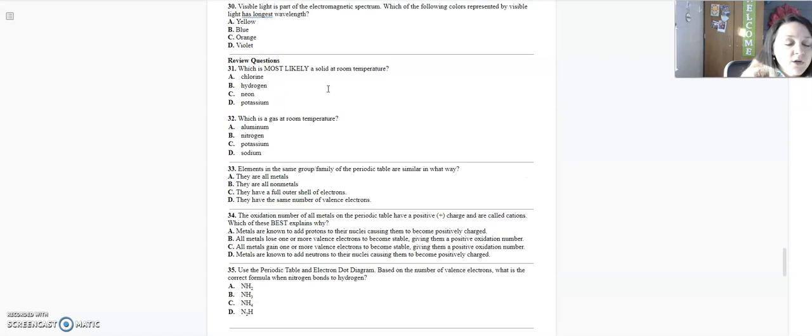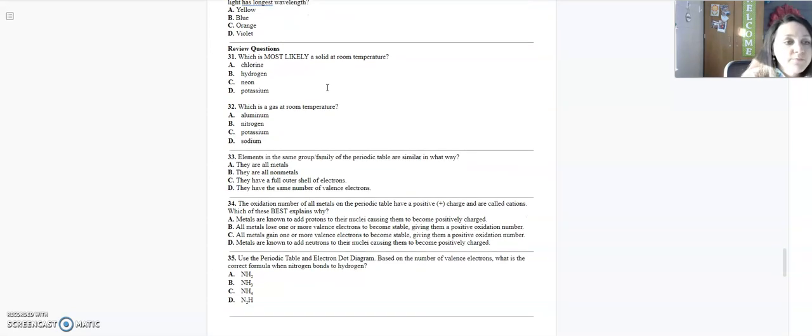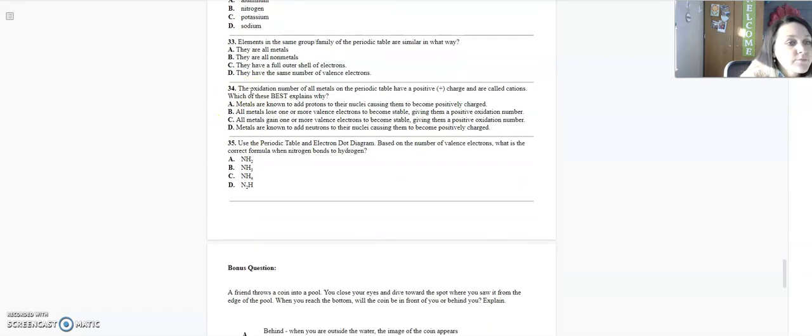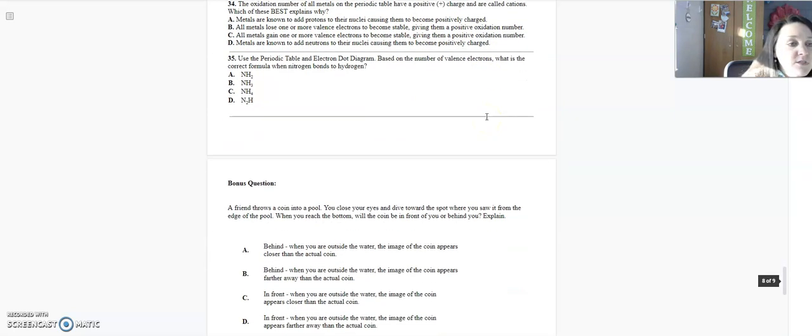So solids are going to be things in the periodic table that are to the left of the staircase usually, like a metal, like potassium. Gases are going to be things to the right of the stair step, like your nitrogen. Okay. Elements in the same group or family are similar in that they all have the same number of valence electrons. The oxidation number or the charge, if they have a positive charge, they're called cations because all metals are going to lose one or more to become stable, giving them a positive oxidation number.